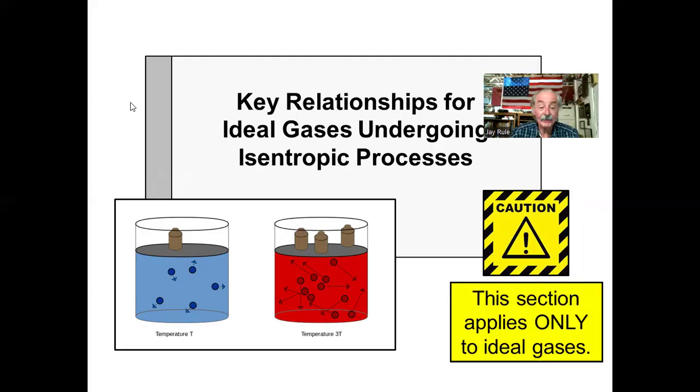Now for the tougher part of this video. I want to show you how to utilize isentropic relationships for ideal gas substances. So these are key relationships for ideal gases undergoing isentropic processes, not for any substance, but substances that are considered ideal gases. So I've tried to depict, here are my yellow text boxes and cautions. All the rest of this has to do with ideal gases undergoing isentropic processes.